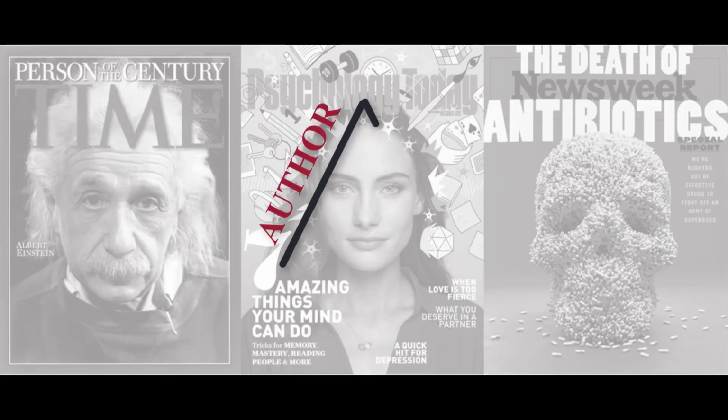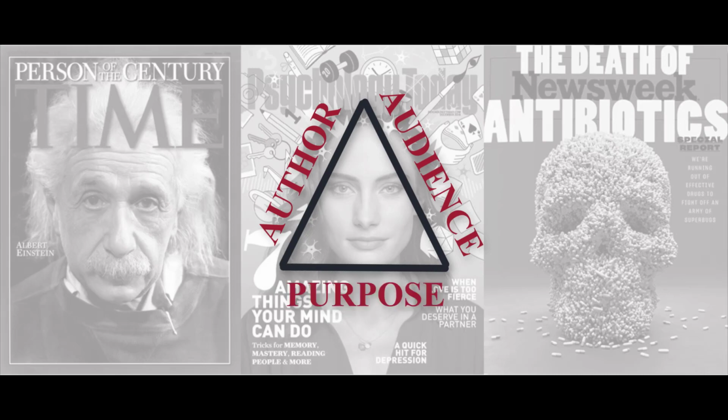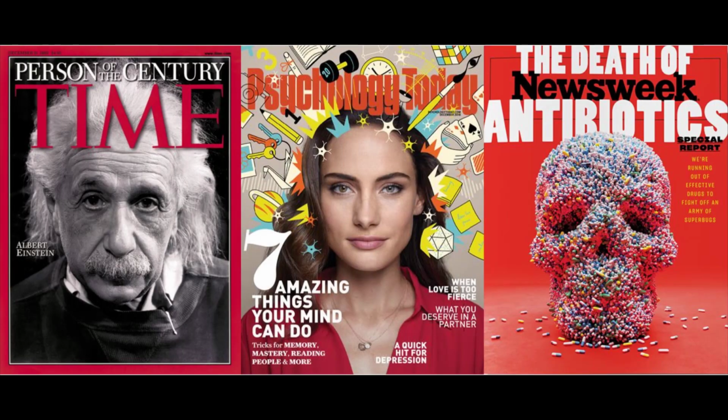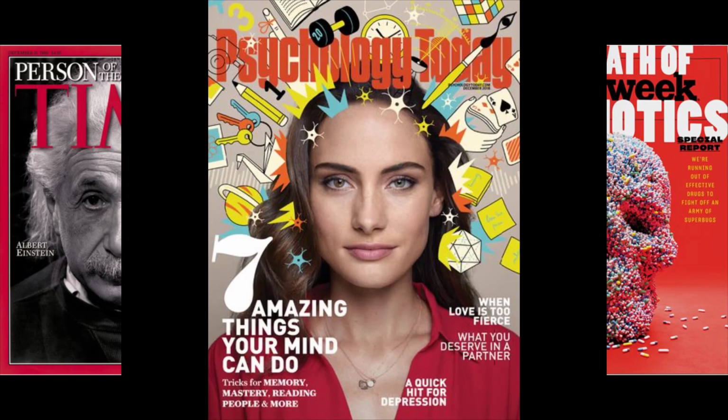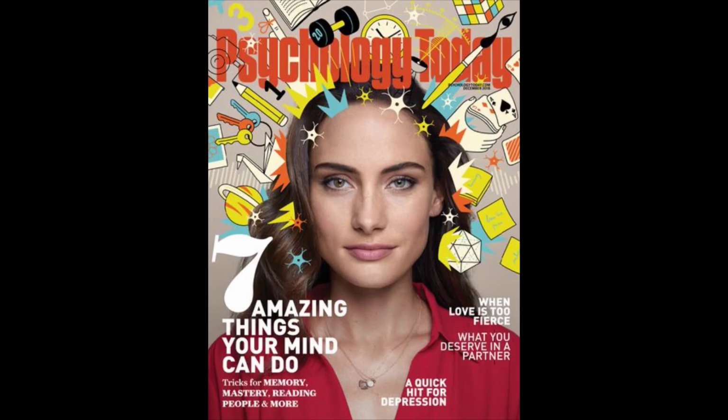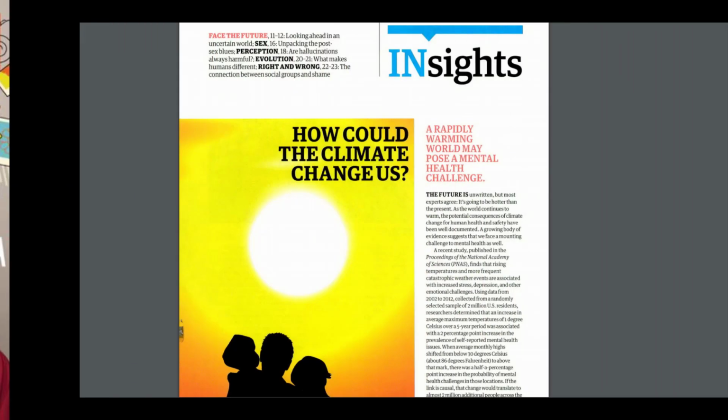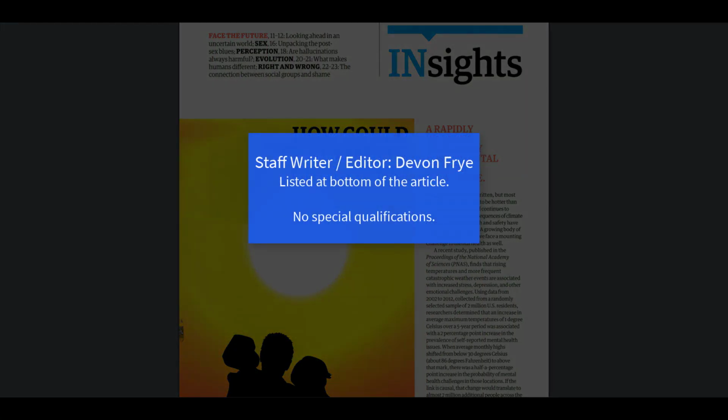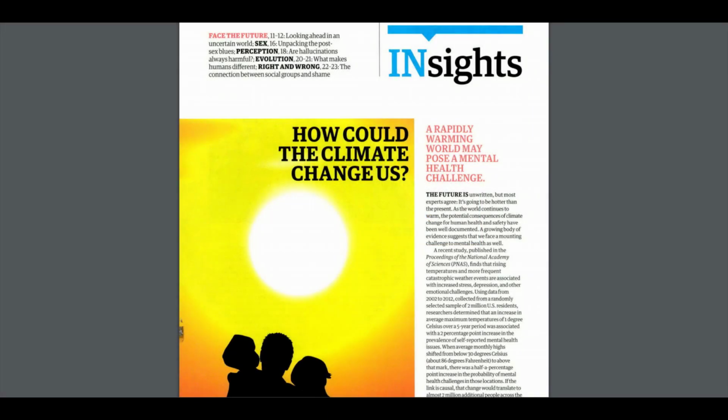Now, let's examine author, audience, and purpose in popular sources. These publications have a very different focus than the scholarly ones. We can immediately see the covers are designed to be eye-catching and appealing. When we look at an article in a magazine, we see the authors may be writers with an interest in the topic, but not necessarily experts on that topic. These writers are in the business of selling magazines. Therefore, they seek the widest audience possible.